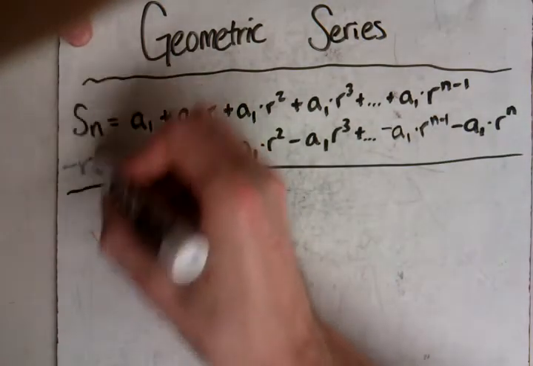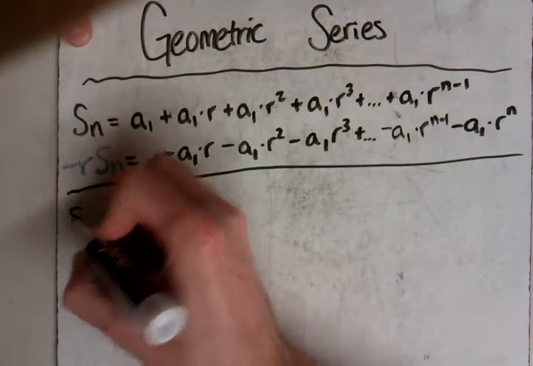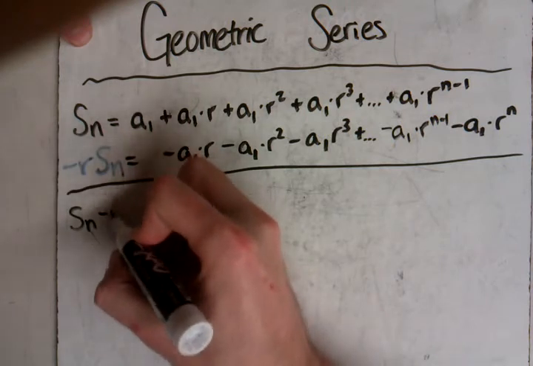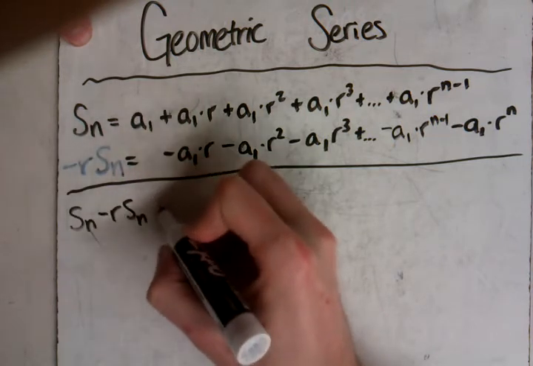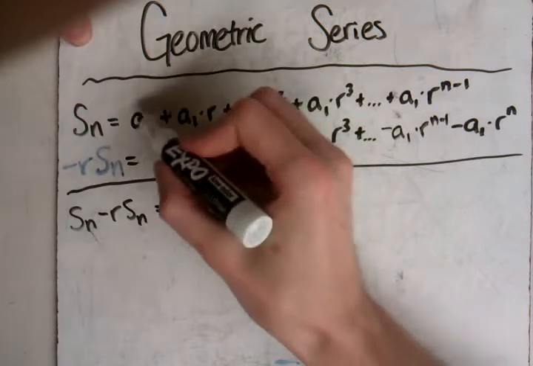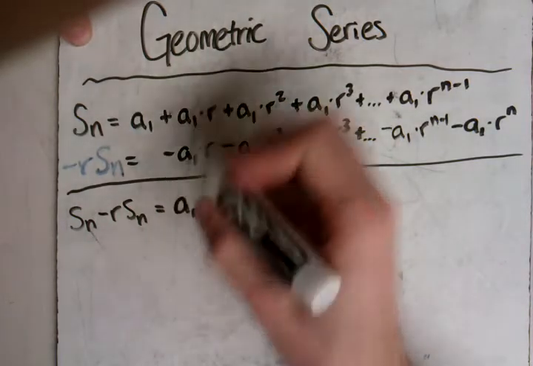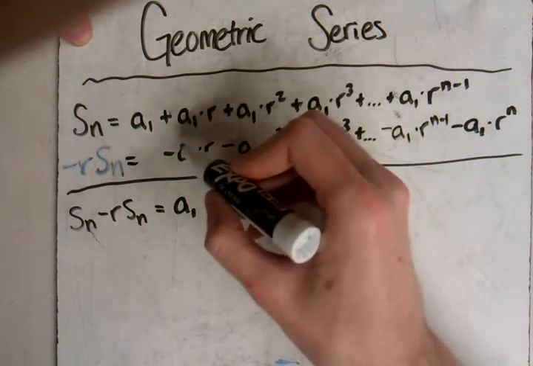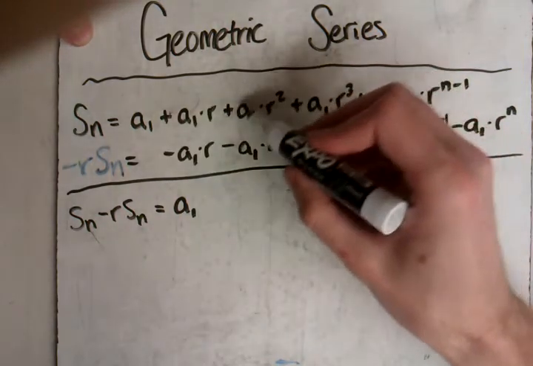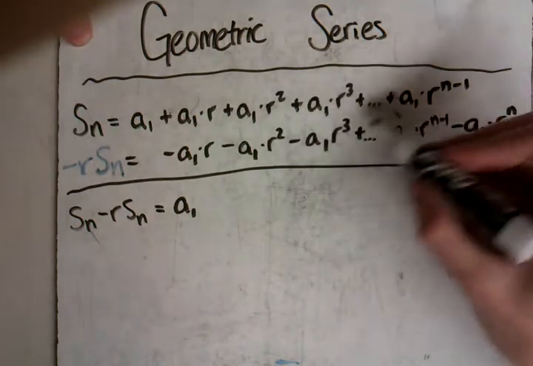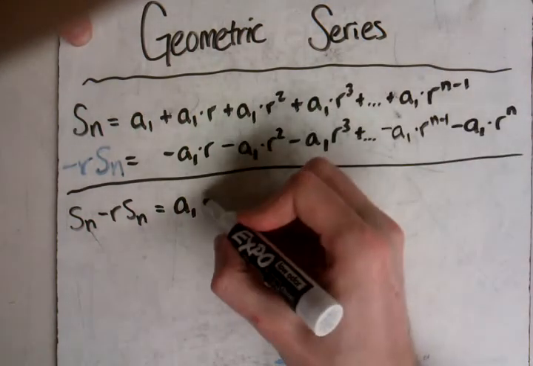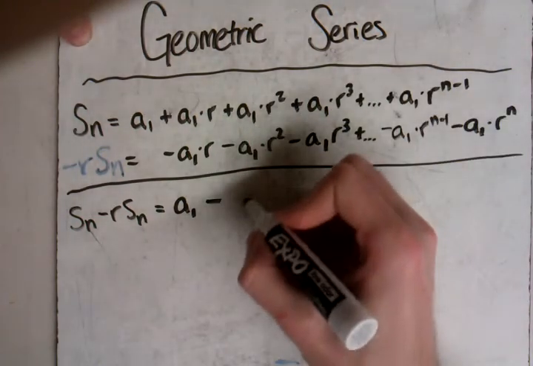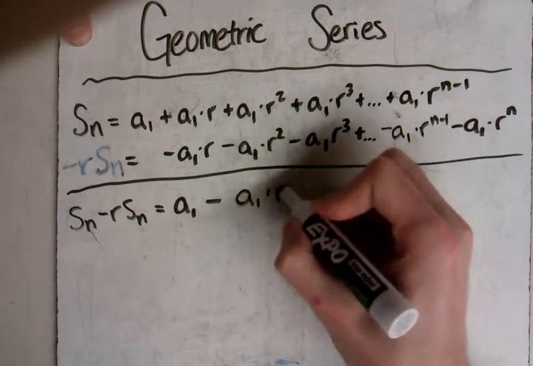On the left side of my equation, I'm going to have Sn plus negative r Sn. And on the right side, I'm going to get a1, but all these other terms are going to cancel out. a1 times r minus a1 times r cancels. This part here cancels and cancels and cancels. So I get to the very end of this equation where I have negative a1 times r to the n.